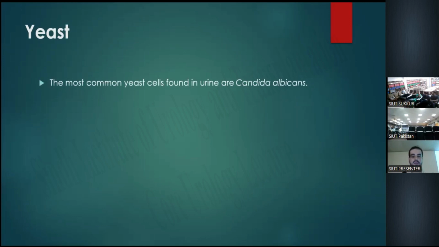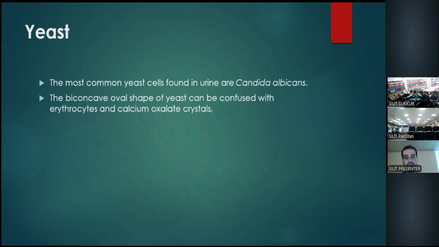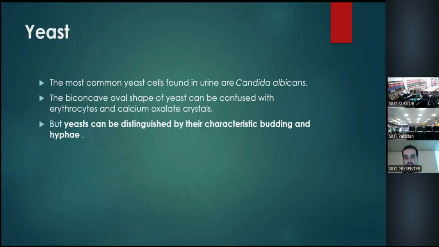Yeast. The most common cell found in the urine is Candida albicans. The biconcave oval shape of the yeast can be confused with erythrocytes and calcium oxalate crystals, but it can be distinguished by characteristic budding and hyphae.